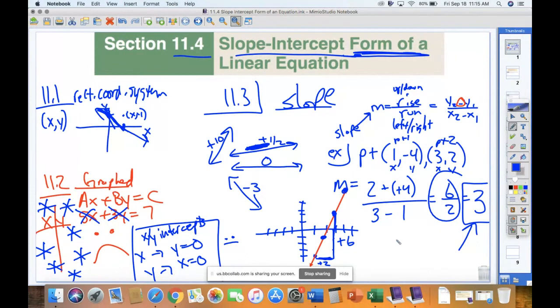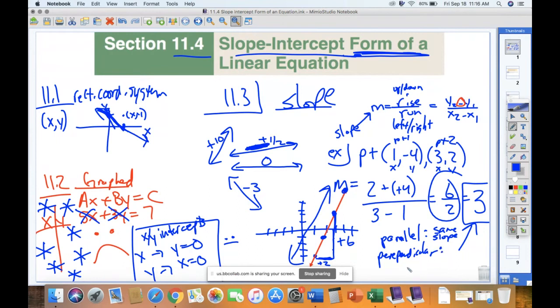The one last thing they had in 11.3 that you should have picked up on was parallel and perpendicular lines. These can get a little bit complex, but they were keeping it fairly simple for you. Parallel lines means the slope is the same. Parallel lines have the same slope. If they never intersect, then they must be parallel, right? If they never intersect, that means that they have the same slope.